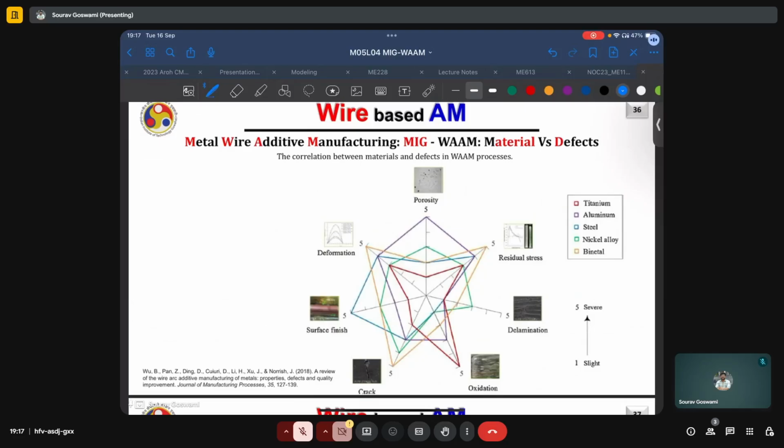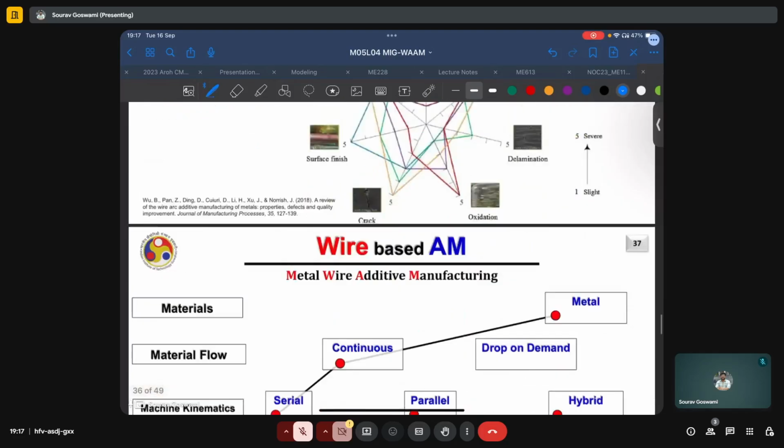As we can see, bimetals are susceptible to residual stresses, deformation, and cracking, but hold up well against delamination, oxidation, and porosity. Titanium is very susceptible to oxidation, but not so much to others. Aluminum is susceptible to porosity and deformation, as well as somewhat to cracking and oxidation, but it is resistant to delamination, and similarly for other materials processed via WAAM.